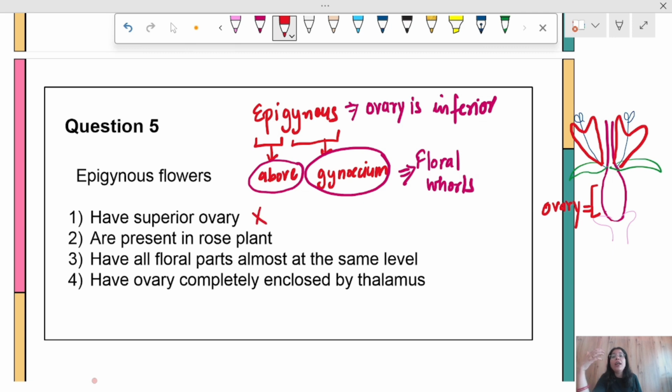Okay, so they have superior ovary? No, that term is called hypogynous. Are present in rose plant? No, that is perigynous, half inferior. Have all floral parts almost at the same level? No. Have ovary completely enclosed by thalamus.